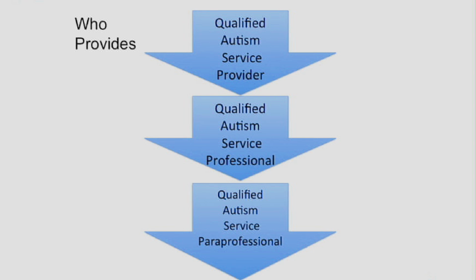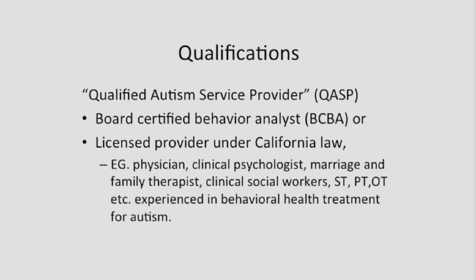You might hear that bottom person, that's the one doing most of the therapeutic interaction with the child, referred to as a tutor, a paraprofessional, a behavioral technician. But they are the ones doing the majority of the therapeutic interaction with the child. SB 946 does define what these individuals' qualifications are. So a qualified autism service provider, that's that top layer. Typically a board-certified behavior analyst, a BCBA, or someone licensed in California in a mental health field or a medical field is that qualified autism service provider.